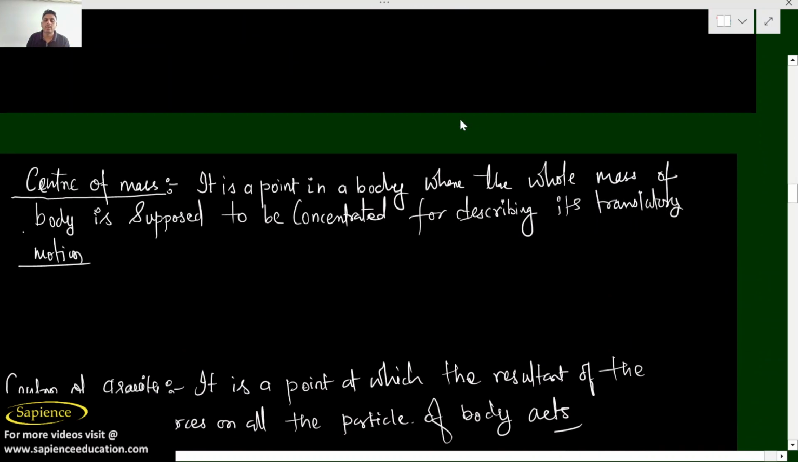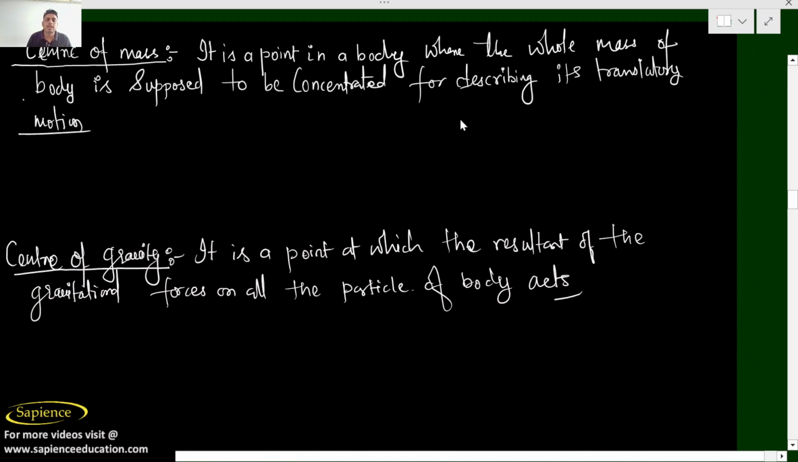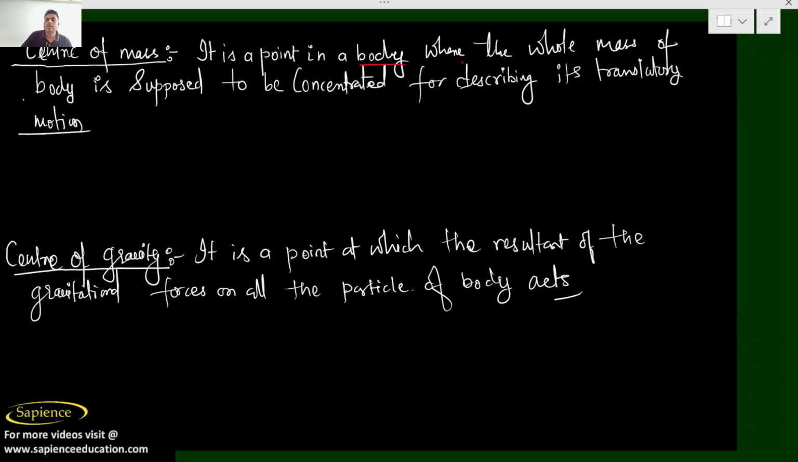So if you want to write, you can write here: the center of mass is a point in a body where the whole mass of the body is supposed to be concentrated for describing its translational linear motion. For example, this is a body, but there will be some point where the whole mass is supposed to be concentrated or acting. For example, this is the center of mass. So what will happen if I pivot this point?